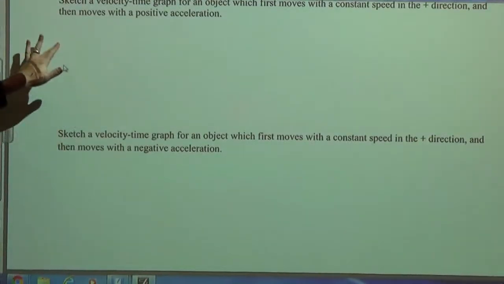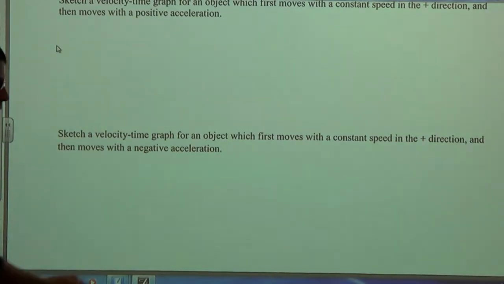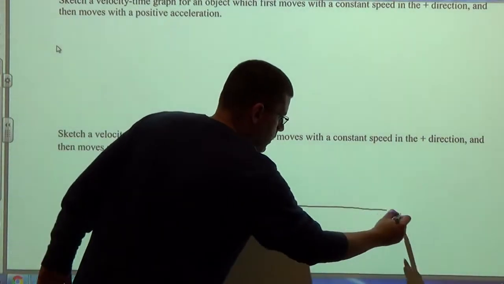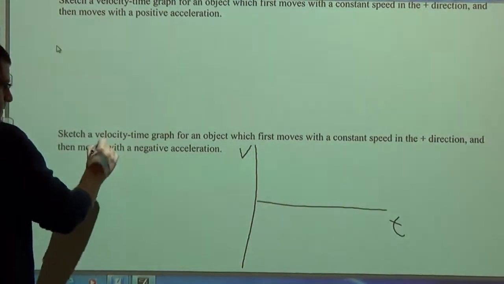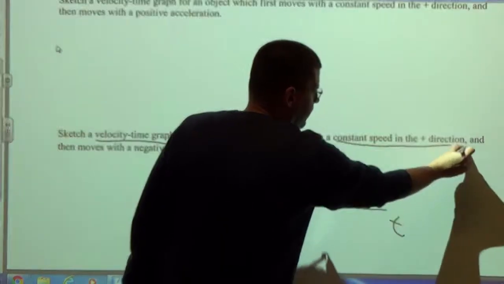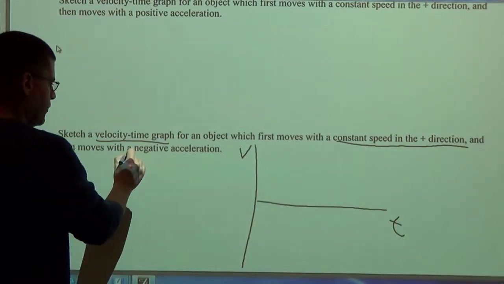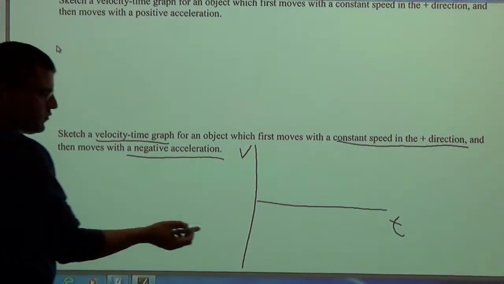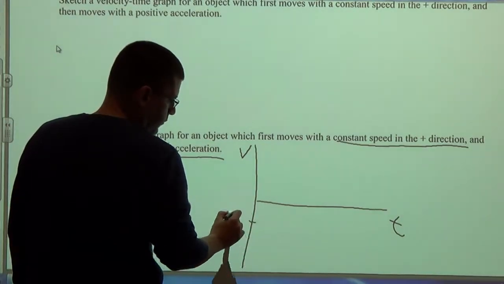Let's move down here. Why don't we try this one? I like this one. Velocity time graph. T on the x, v on the y. Velocity time. First it moves with a constant speed in the positive direction. And then moves with a negative acceleration. Okay, this is interesting. So let's take a look here. Let's put some information in, easy numbers.